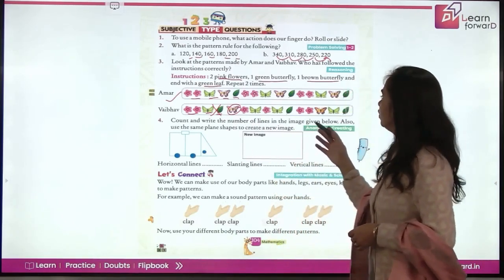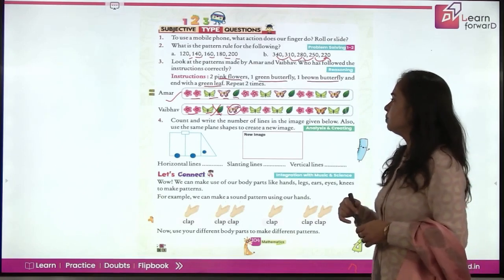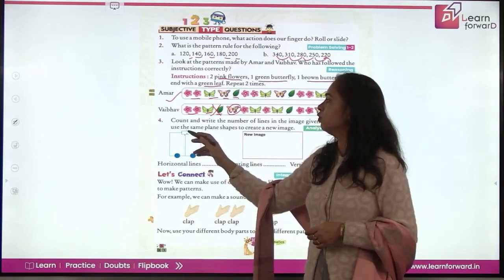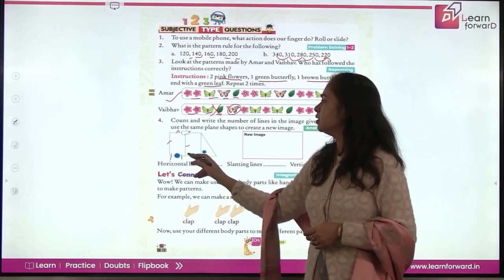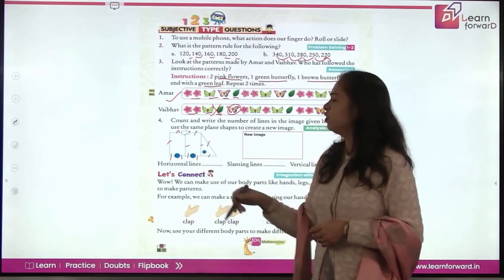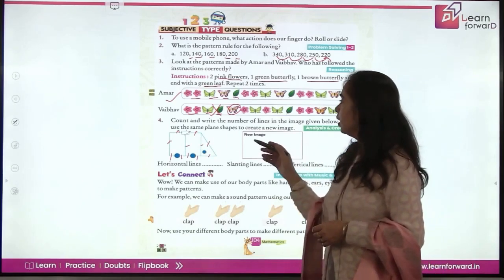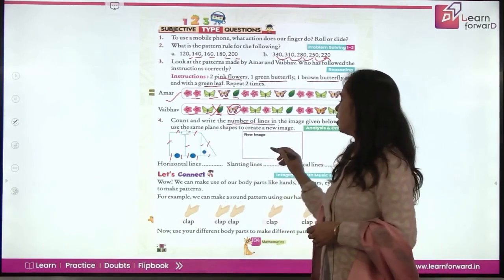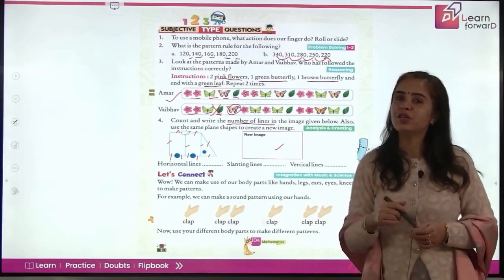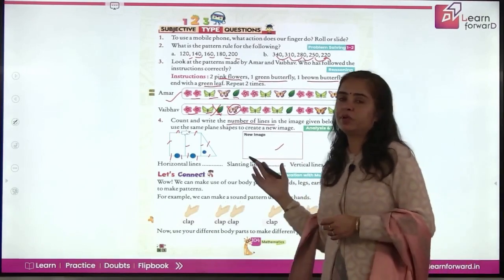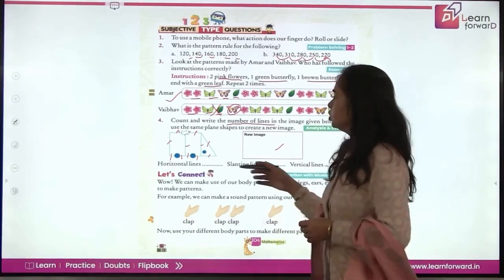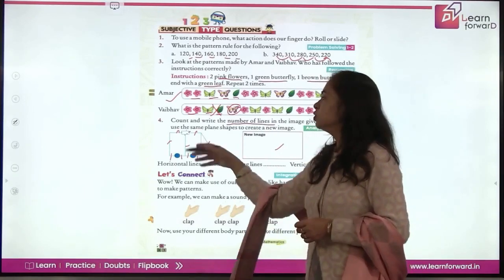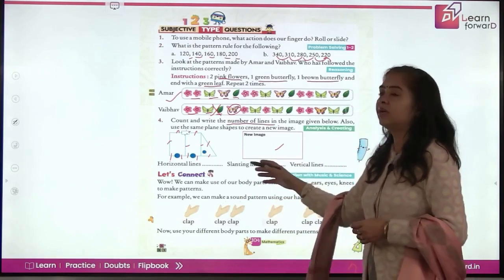Next, count and write the number of lines in the image given below. Also use the same plane shapes to create a new image. So you have to see how many lines you have used. 1, 2, 3, 4 here, 5, 6, 7, 8, 9, 10, 11, 12, 13, 14, 15 lines you have used here. And then use the same plane shapes. Now the same shapes you have to use here to draw your own new image. Just be creative and it will be good if you make it colorful also. Then you have to tell how many horizontal lines, how many slanting lines and how many vertical lines you have used.